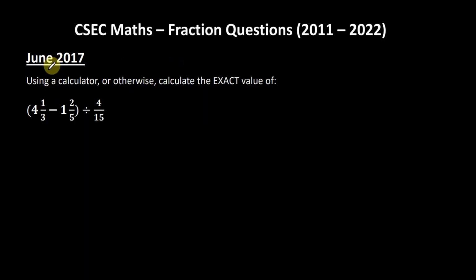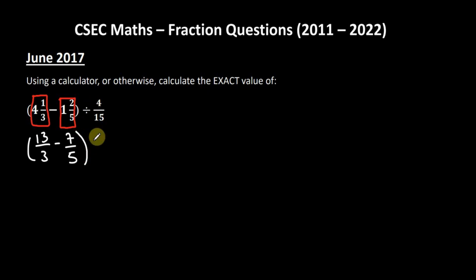Now we're looking at the question that was given on the June 2017 paper. And of course, guys, again, we have to observe the order of operations. So we'll start with the brackets first. And what I'll do here is convert the mixed fractions in this bracket here to improper fractions. So I'll end up with 4 times 3, that's 12, plus 1, that's 13, divided by 3. 1 times 5, that's 5, plus 2, that's 7, divided by 5.